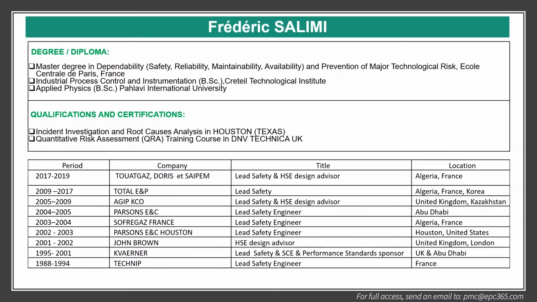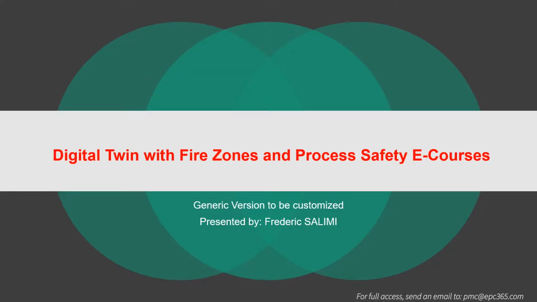A brief description about my qualification and experience. I have a master's degree in dependability, which covers safety, reliability, maintainability, and availability. I also have a BS degree in process control and instrumentation. I worked several years with engineering companies like Technip and operators like Total. I was involved in pre-project, FEED, detailed design, construction, and operation.